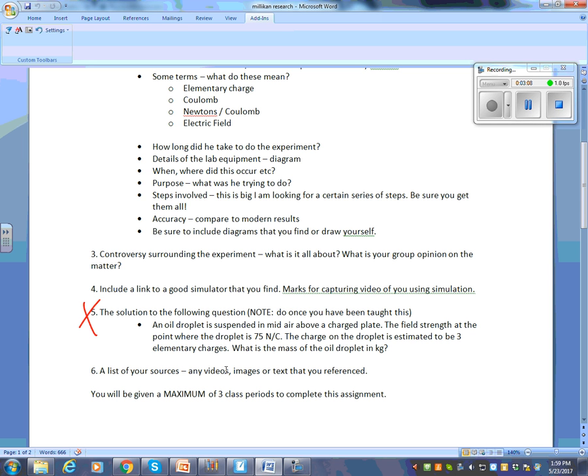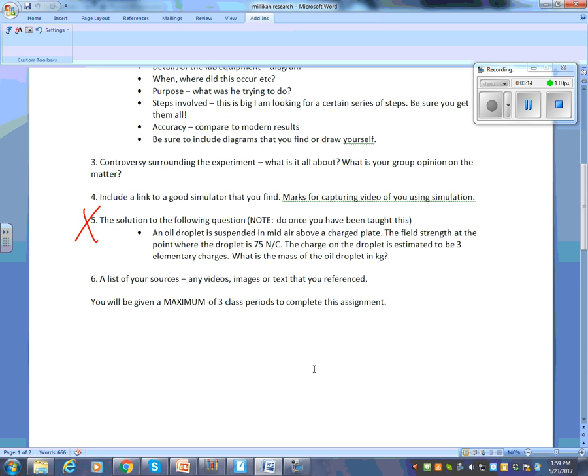Here's our sources. Okay, you will be given a maximum of 3 class periods to complete this assignment. Normally what happens is this. Some groups are really good, really diligent, they get all the research done in about a period, maybe a period and a half, and they start filming on day 2. Some take 2 days to do it, start filming on day 3. Some people do absolutely nothing for 2 days, and then at the very end, kind of look around and go, well, how did they get done so fast?